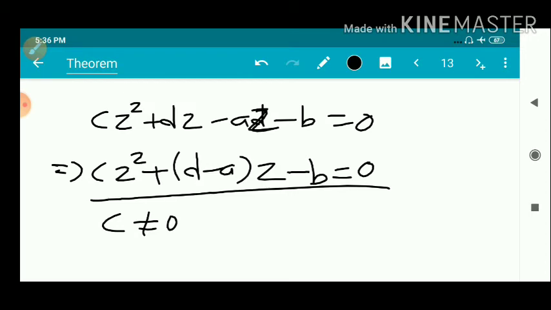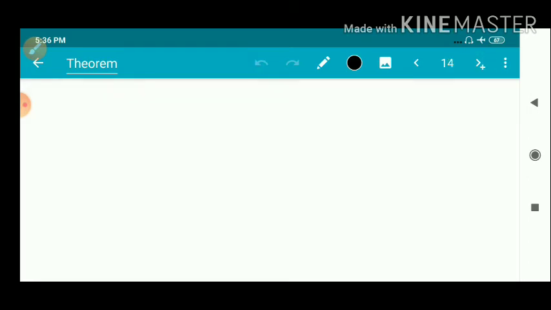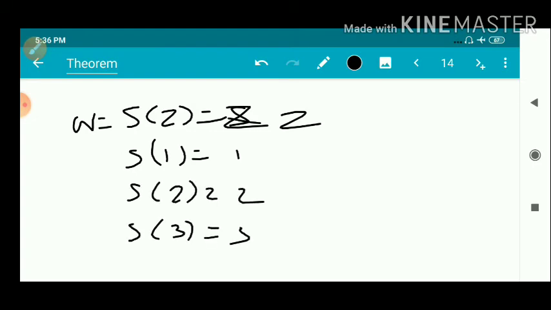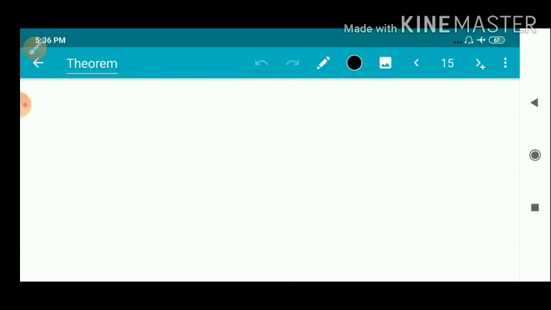We know that a quadratic equation has at most two solutions. So if c not equal to 0, a Mobius map has at most two fixed points. If we consider the identity map, s of z equal to w equal to z, for the identity map every point is a fixed point. That is, s of 1 equal to 1, s of 2 equal to 2, s of 3 equal to 3, etc. Any Mobius map other than the identity map has at most two fixed points, because we get a quadratic equation in that case.